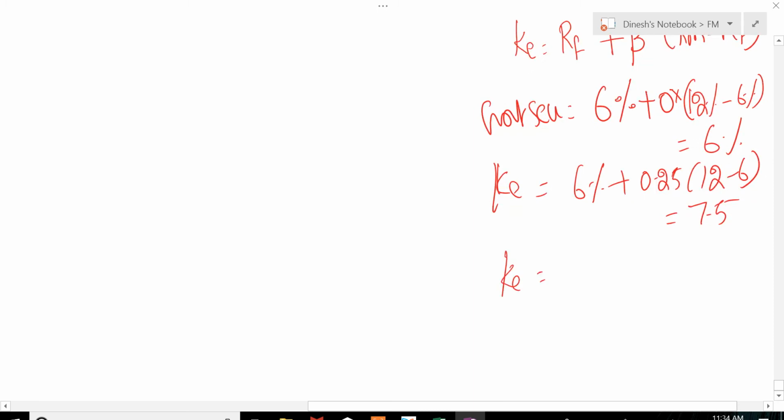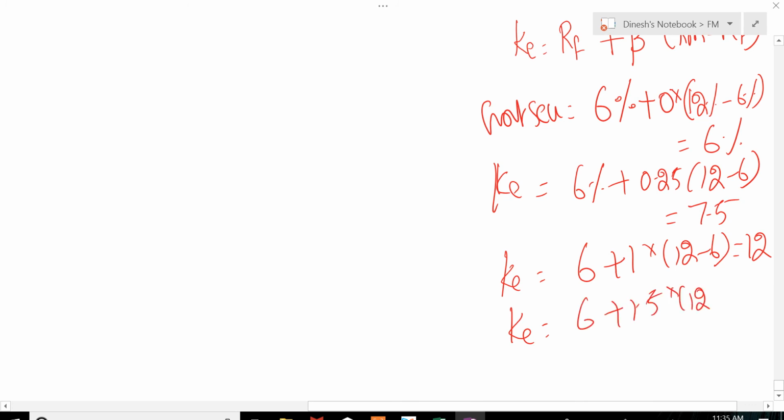Then you go to another security which you feel has a beta of 1, which is exactly like the market. The market also has a beta of 1. Market is expected to have a beta of 1. So 6 plus 1 into (12 minus 6), the answer will be 12. If you feel some security is 1.5, more risky, very high risk, you need a high return. High risk, high return; low risk, low return. That's the concept. So 6 plus 1.5 into (12 minus 6), you will get 15%.